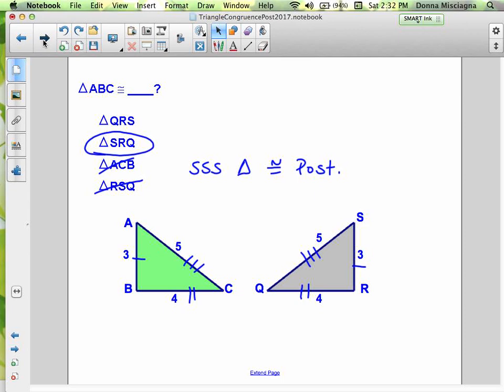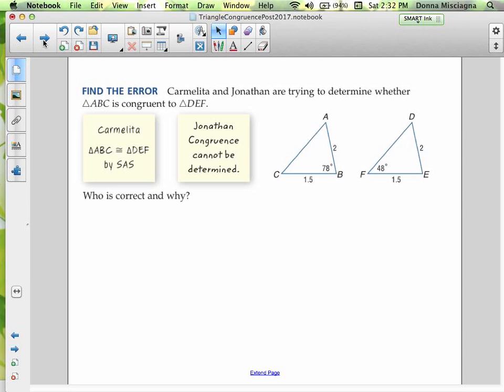This was the last two questions. This is also in your notes, right? So make sure you write the information down.